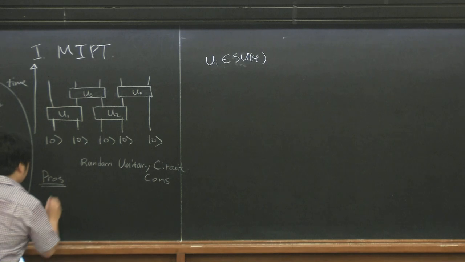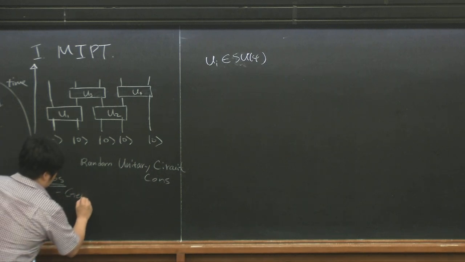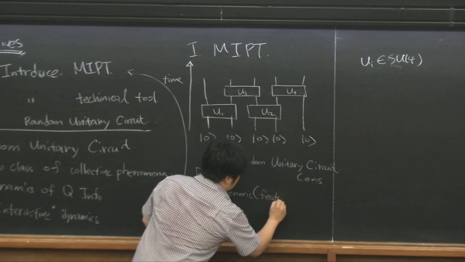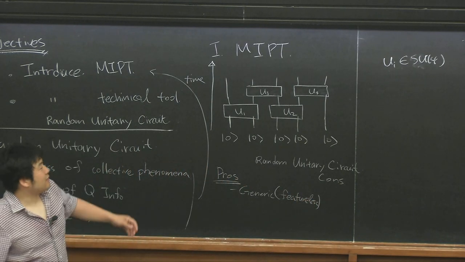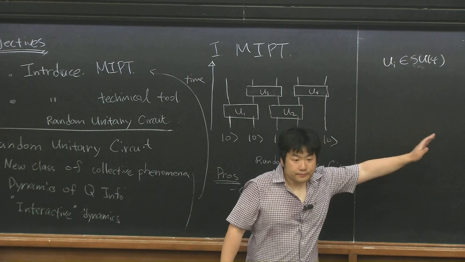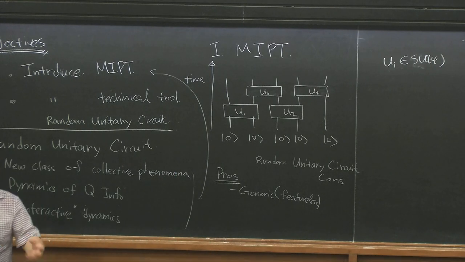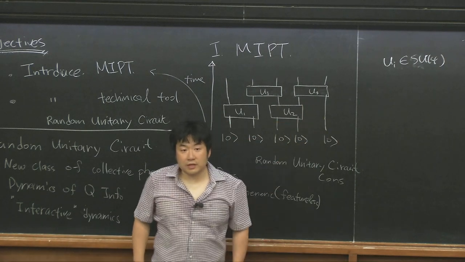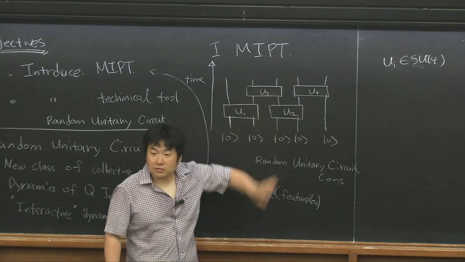One of the reasons that we study this random unitary circuit is that it's a very generic unitary dynamics. In other words, it's featureless. Featureless means it doesn't have any particular structure because it's randomly chosen. And sometimes that's useful because we are not studying any particular feature coming from some constraint or structures or special properties of these dynamics, but only the features that are commonly shared by all possible instances of random unitary circuits.